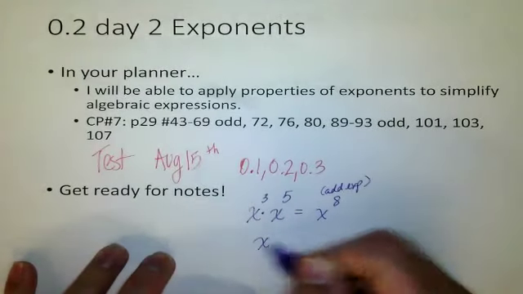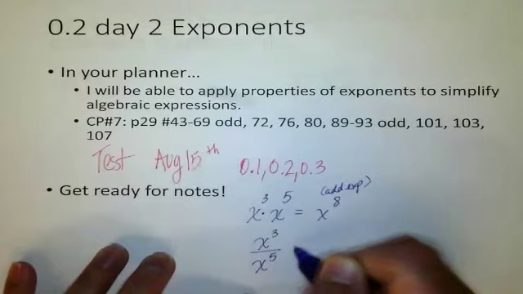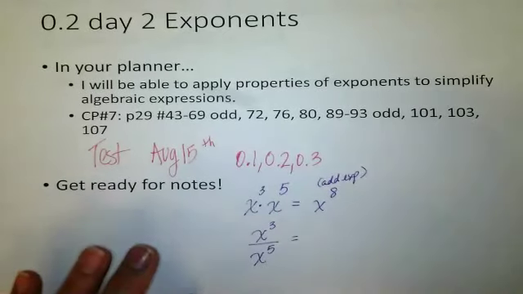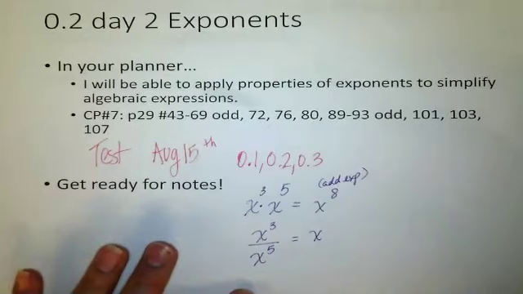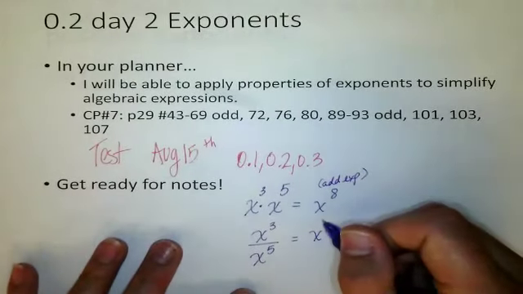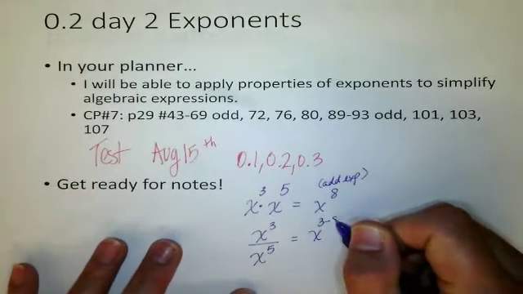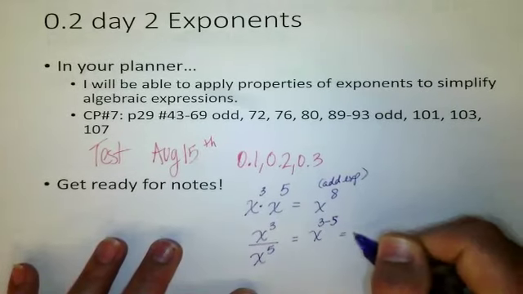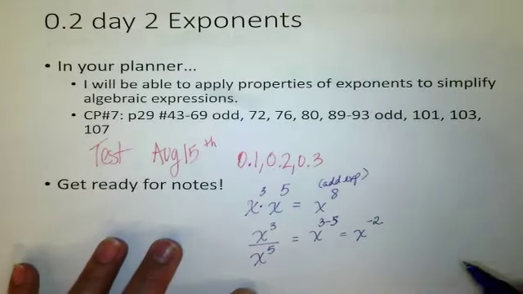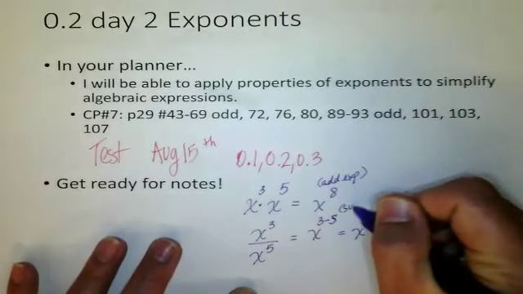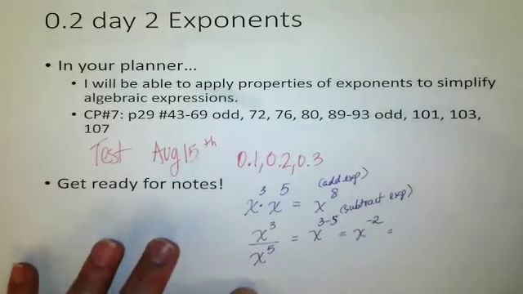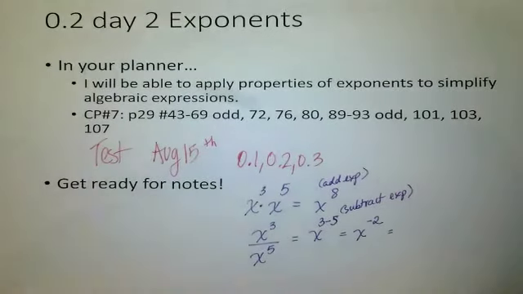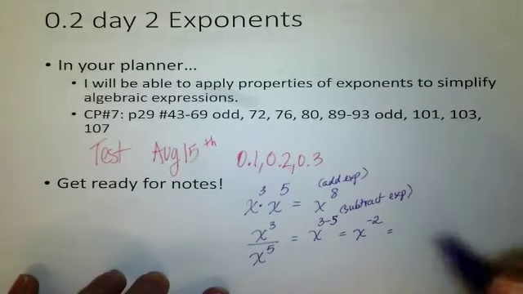What if it was x cubed over x to the fifth? Subtract the exponents. Very good. And the way that you subtract is top to bottom. Top minus the bottom, which in this case would give you x to the negative 2. And then, what is x to the negative 2? 1 over x squared. Good.